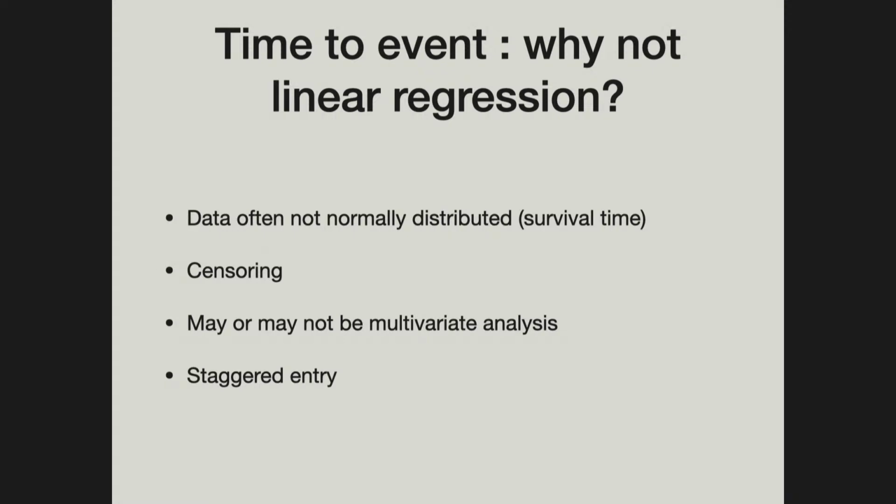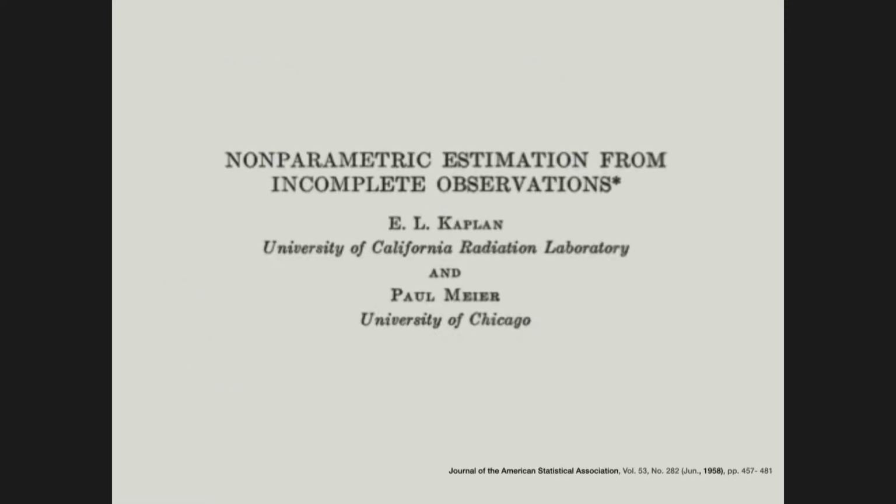Say, for example, a few patients may have a follow-up of more than 10 years and a few patients who have been included have only a follow-up of 1 year. Still, they can be included in time to event analysis. So that's why it is not a normal distribution, and that's why linear regression is not used. Then there are two concepts: one is censoring, another one is staggered entry. I'll discuss what those are. And there may not always be a multivariate regression.